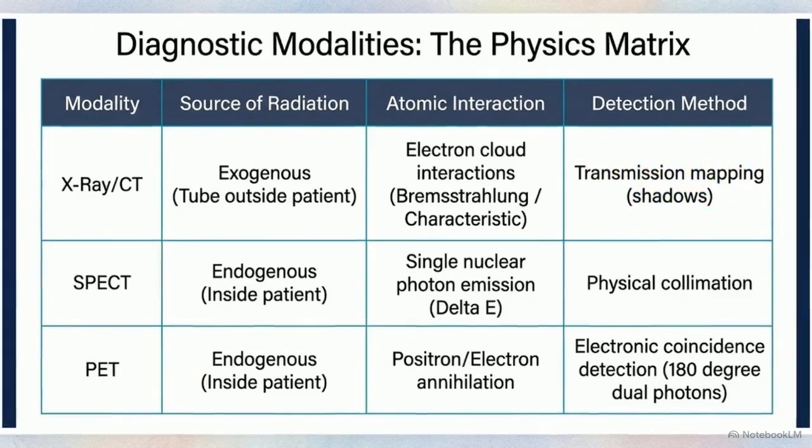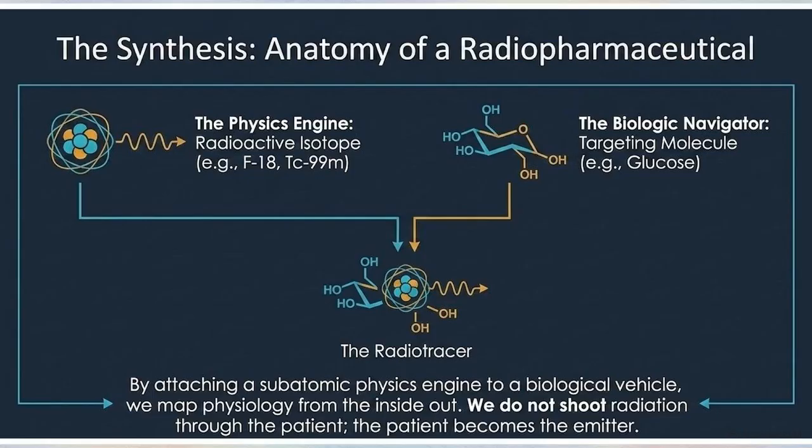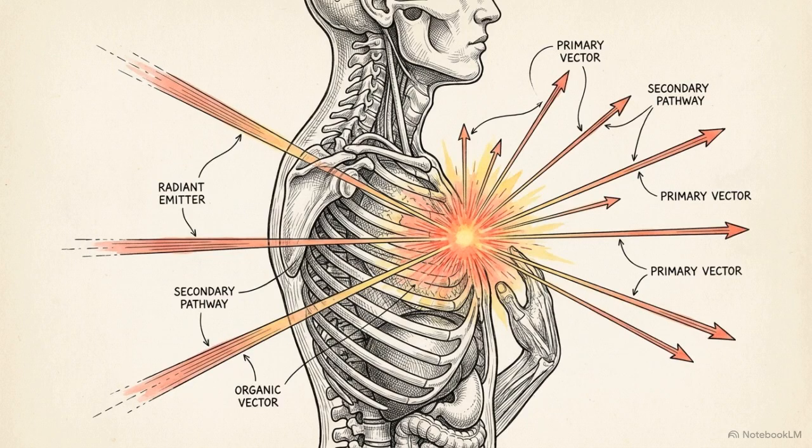Functional imaging, like SPECT and PET, are endogenous modalities, where the source is inside the patient. A radiopharmaceutical combines a radioactive isotope with a biological targeting molecule. The isotope provides the energy signal, while the molecule targets specific tissue physiology. In this modality, the radiation is not shot through the patient. The patient becomes the emitter.